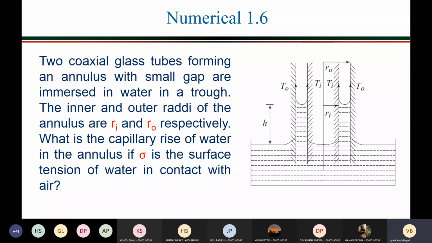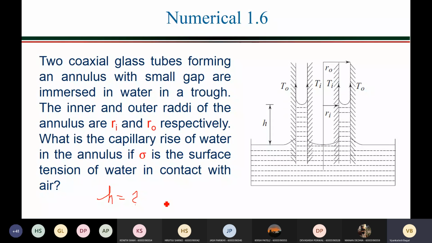Take down numerical 1.6. Now you just understand what this numerical is all about, and I leave it to you to derive the expression for what is asked, the capillary rise. Again, the same concept you will use here. So we have two concentric tubes having radii Ri and Ro, and these two concentric tubes are dipped in the water, and then there is a rise in the liquid level in the gap between these two tubes. Is it clear? A rise in the gap between the two tubes, and your job is to find the expression for H, the capillary rise.